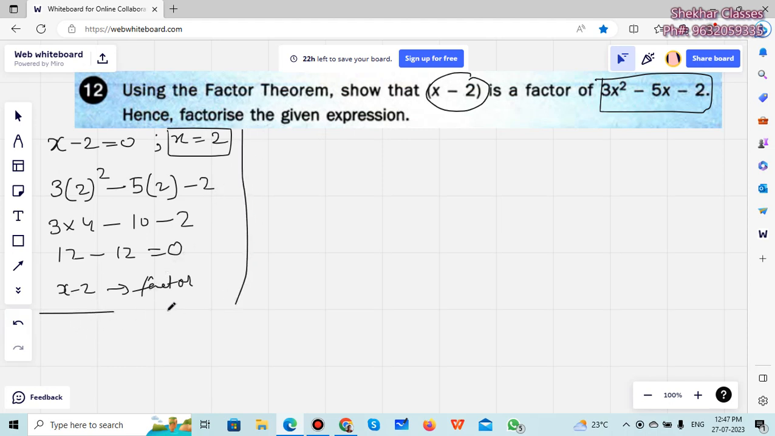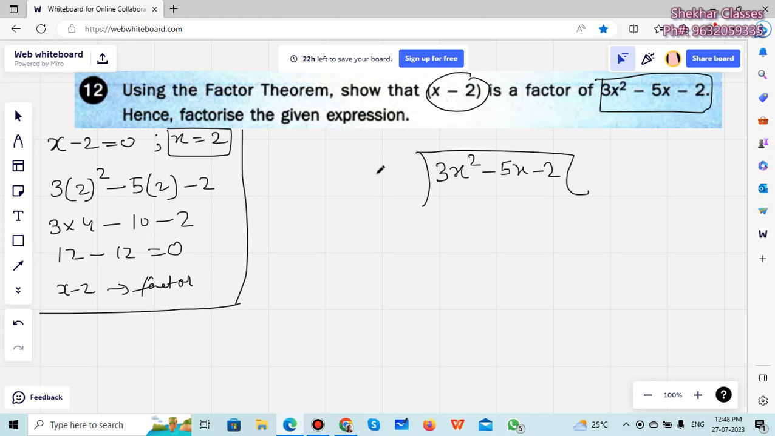Now once we have done this, they're asking you to find the factors in it. So what do we do in that case? So right here, 3x squared minus 5x minus 2, and we have to find the factors here. We proved x minus 2 is a factor, so one of the factors of this polynomial is x minus 2. How to get the other factors? Since it is a quadratic polynomial, it will have 2 factors. If it is a cubic, it will have 3 factors. If it is a biquadratic, that is power 4, it will have 4 factors. It has power 2 and x minus 2 is a factor, so it will have another one like that.